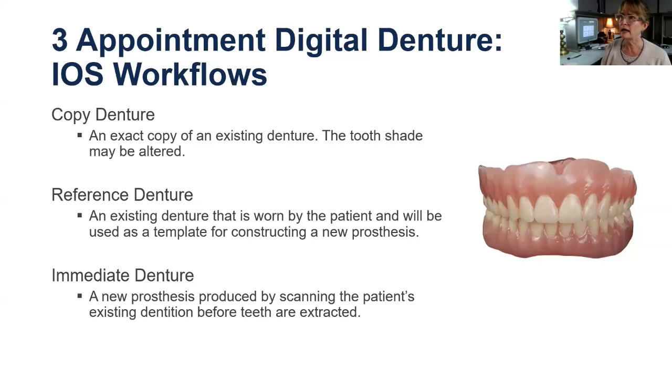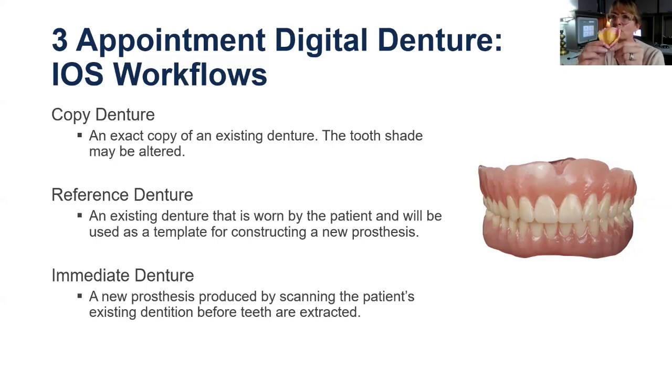And it might not be in great shape. It might have a tooth missing. It might have been fractured and glued back together. It is truly being considered as a custom tray. So this is an example of what we will do as a reference denture.